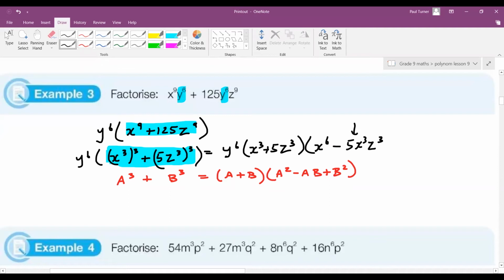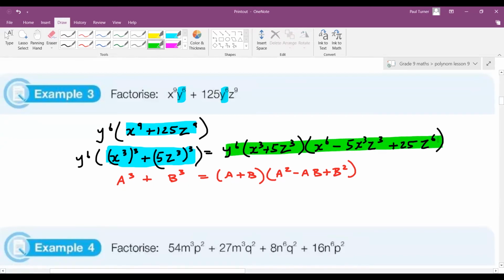Put the number in front when you're writing out. Put your number and then your variables there. And then the last one, b squared. So 5 squared is 25, z 2, 3, 6, z6. Like that. Okay, so that's about all you can do with this question. So that's your answer there in green.